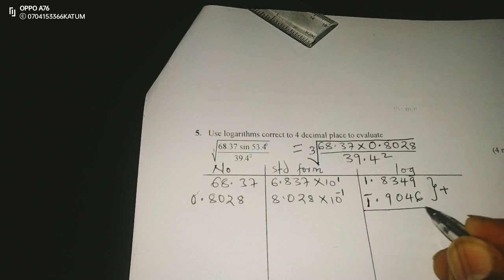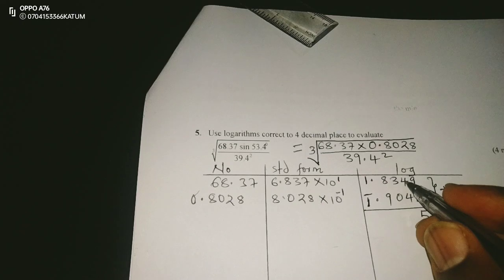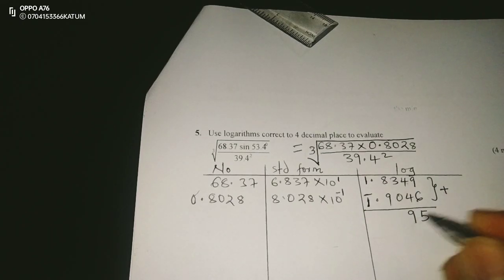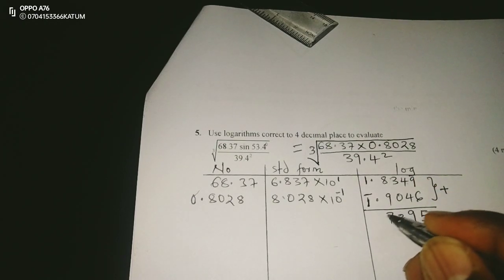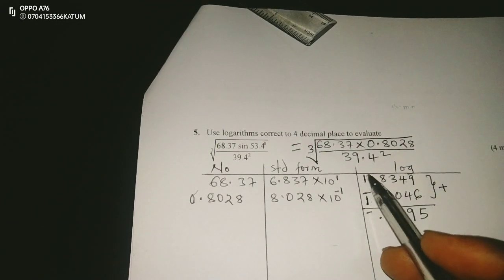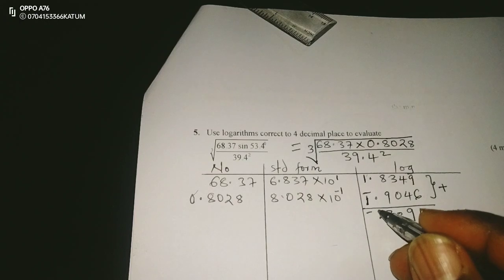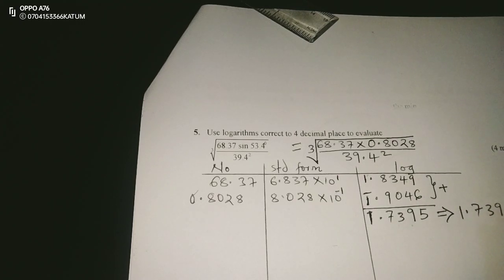Addition. This is going to be 5. Because of 15 I carry 1. This is going to be 4 plus 4 plus 1, this is 9. 3 plus 0, 3. 8 plus 9, 17. So 7 carry 1. This is 2 bar 1. We get bar 2 bar 1. Bar 1 is like minus 1. So we get 1.7395. We can push this one to this end.